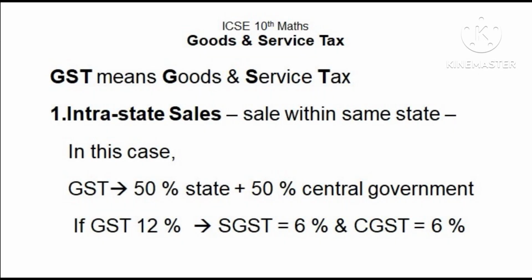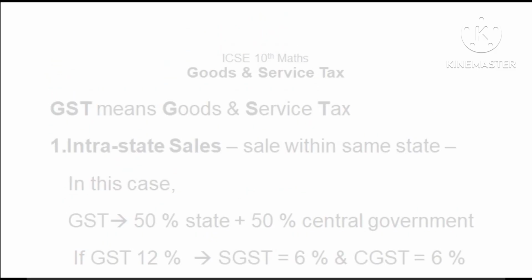GST means goods and service tax. 1. Intrastate sales means sales within a state. In this case, GST is divided in the ratio 50:50 between state and central government. If GST is 12%, then SGST equals 6% and CGST equals 6%.